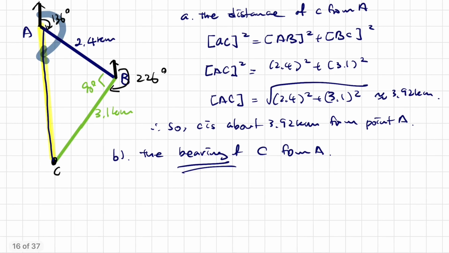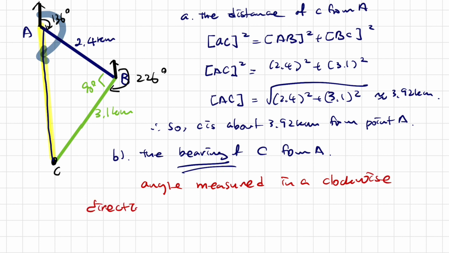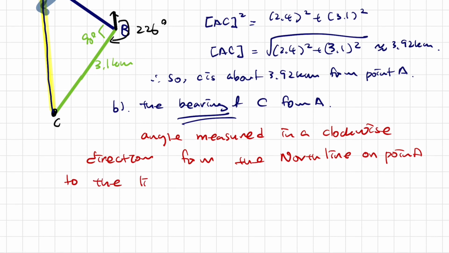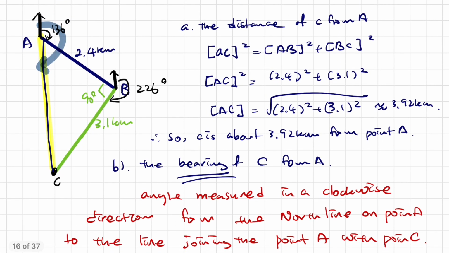So the bearing of C from A means we are trying to calculate the angle measured in a clockwise direction from the north line at point A to the line joining point A with point C. Okay, so when you look at this angle, we know that this is our true north line at point A, and we are trying to calculate the angle between this true north line and the line created by joining point A and point C, right?